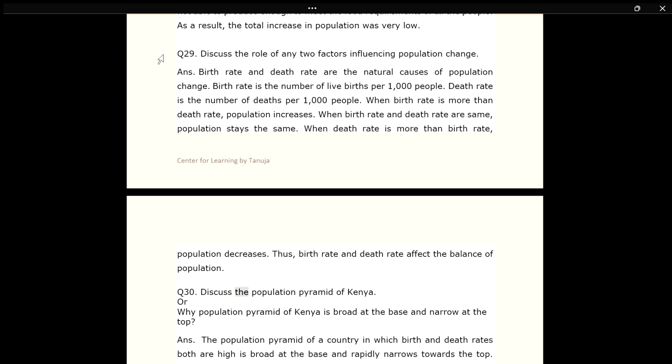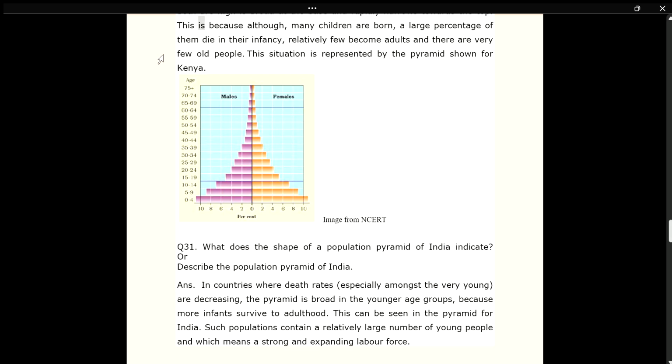Q30. Discuss the population pyramid of Kenya. Or, why is the population pyramid of Kenya broad at the base and narrow at the top? Ans. The population pyramid of a country in which birth and death rates both are high is broad at the base and rapidly narrows towards the top. This is because although many children are born, a large percentage of them die in their infancy, relatively few become adults, and there are very few old people. This situation is represented by the pyramid shown for Kenya.